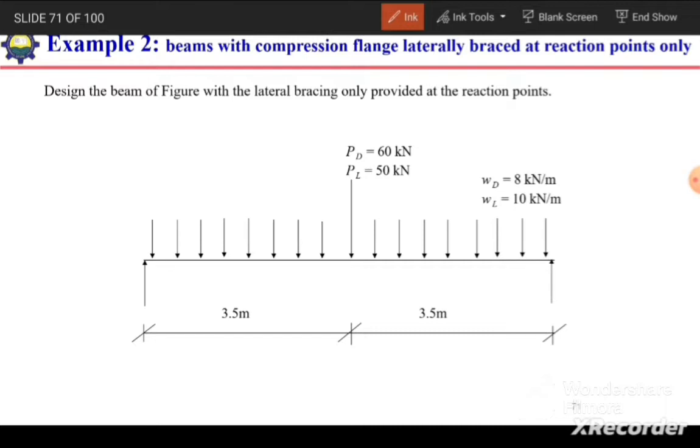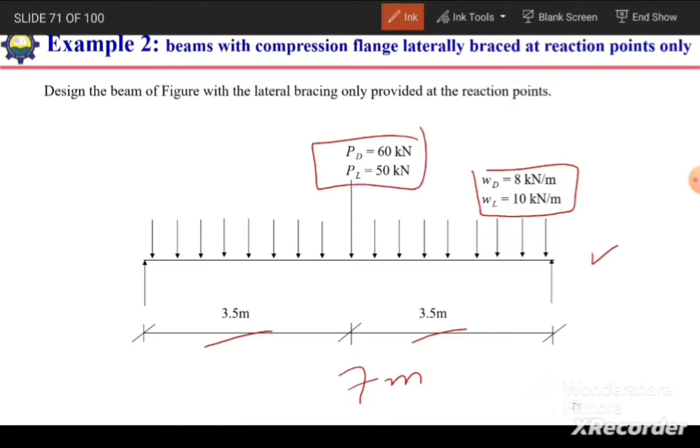So we are given a simply supported beam having span 3.5 plus 3.5, 7 meter span, and subjected to uniformly distributed dead and live load throughout the span and point loads of 60 kN dead and 50 kN live at the center of the span. The compression flange is laterally supported only at the reaction points. In between, there is no lateral support provided for the lateral torsional buckling. We are supposed to design this simply supported beam by using compact I section.